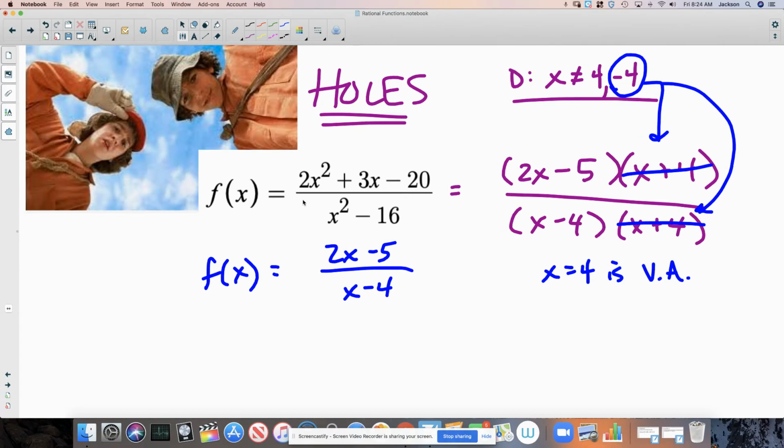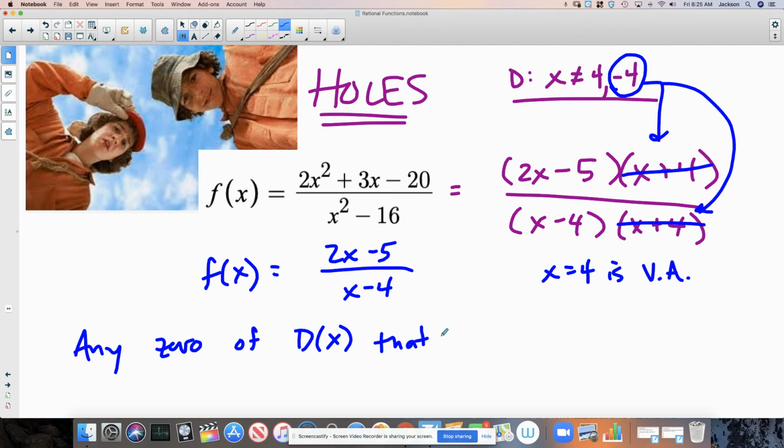So we're still not allowed to use the number -4. Even though I could use it in the simplified function, I'm not allowed to use it in the original function. So long story short, any zero of the denominator, and the denominator we explain as d of x, that's how we say numerator is n of x, the denominator is d of x, any zero of d of x that is canceled in this process of simplifying is a hole.